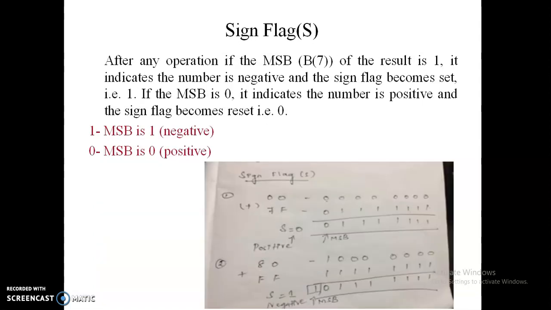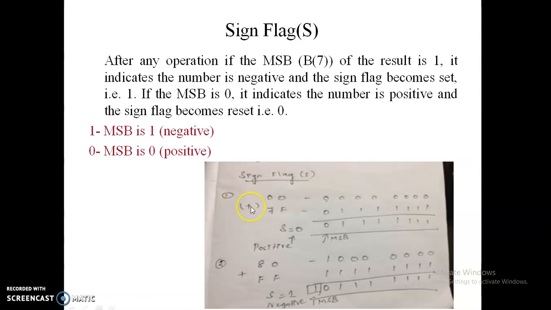The next flag is the sign flag. After any operation, if the most significant bit, that means the 7th bit of the result, is 1, it indicates the number is negative and the sign flag becomes set. Set means S is equal to 1. If the most significant bit is 0, it indicates the number is positive and the sign flag becomes reset, that is 0. This applies to any operation, whether an addition or a subtraction is performed.